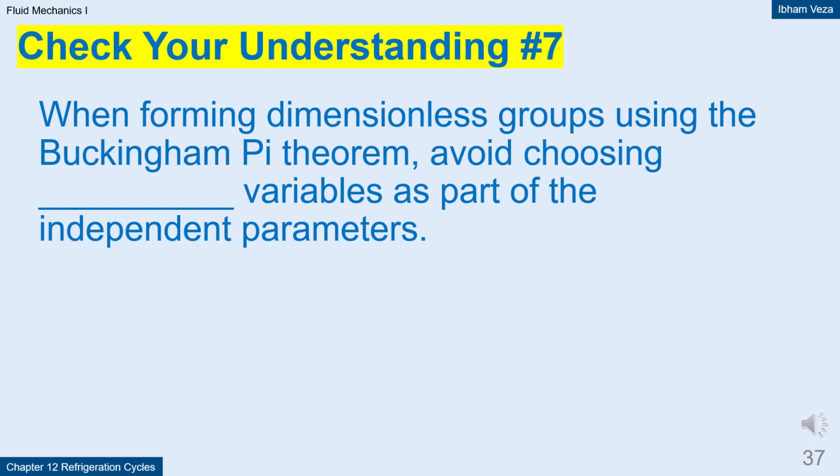Check your understanding, number 7. This question tests whether students understand which type of parameter should be avoided when selecting repeating variables. The correct answer emphasizes that dependent parameters must not be used as independent variables in forming pi groups. By answering it, the structure of the Buckingham Pi method is reinforced. This problem also prevents a common mistake often made by beginners. This short evaluation serves as an important reminder.